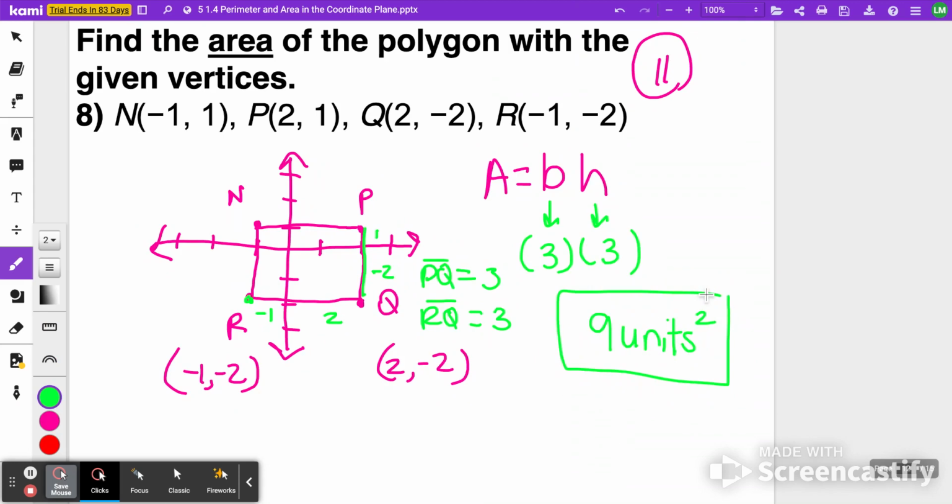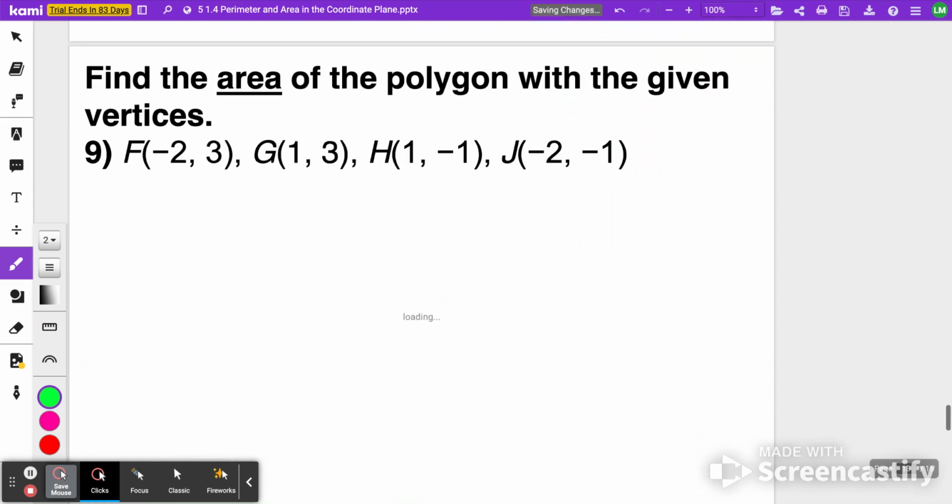Okay. We've got one more to try. If you're willing to try it, this is how we do it. Go ahead and pause it, try it, and when you're done and ready, click play.